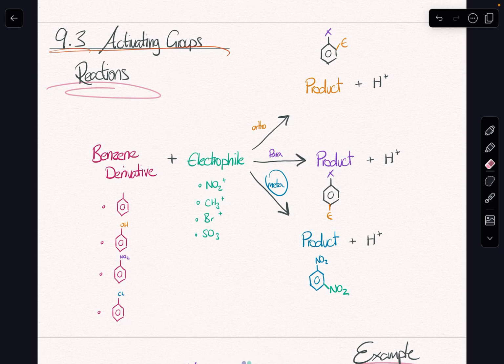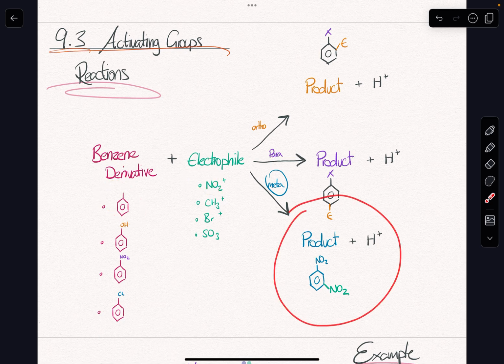The next thing I'm going to show you is a general flow chart for the ortho and para positions. For those of you that got meta, it's exactly like I've just shown. Your benzene derivative plus your group, and that's going to be what your product looks like, because it's all meta directing, so it's all going to be in the meta position. So this would be NO2, NO2. This would be NO2 and a methyl group. This would be NO2 and a Br halogen. This would be NO2 and a SO3. And that's every single one of your products.